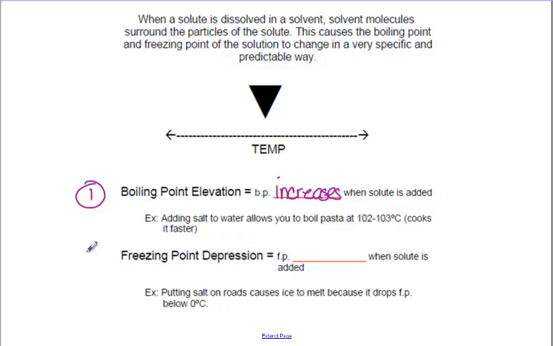So freezing point depression is the other colligative property, and the freezing point decreases when a solute is added. So when we put salt on roads, we cause the ice to melt. And you guys read about this, and we had this discussion in class. So it's going to drop the freezing point below 0 degrees. We know the freezing point is 0. But when we add a solute to that, like salt, for instance, it's allowing more ions into the solution. Okay, now on the roads, it's going to take longer for it now to freeze because all of those ions need to freeze as well.